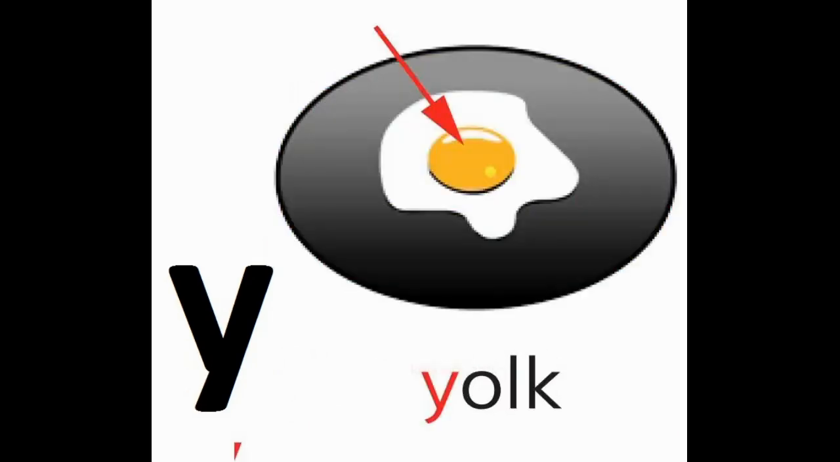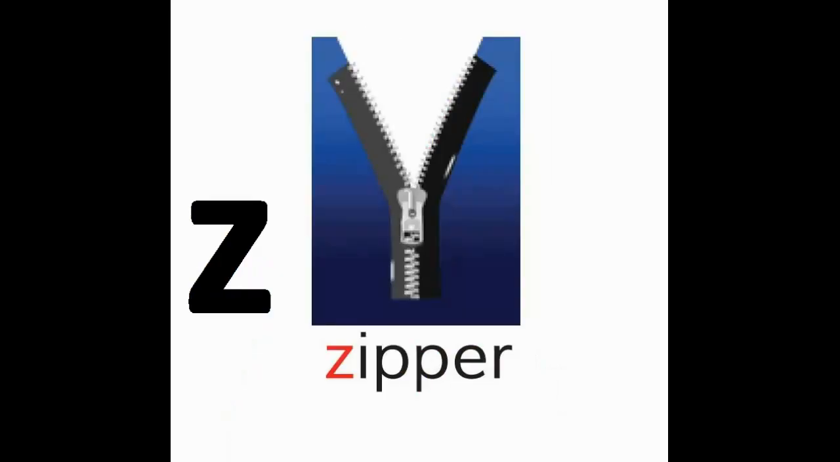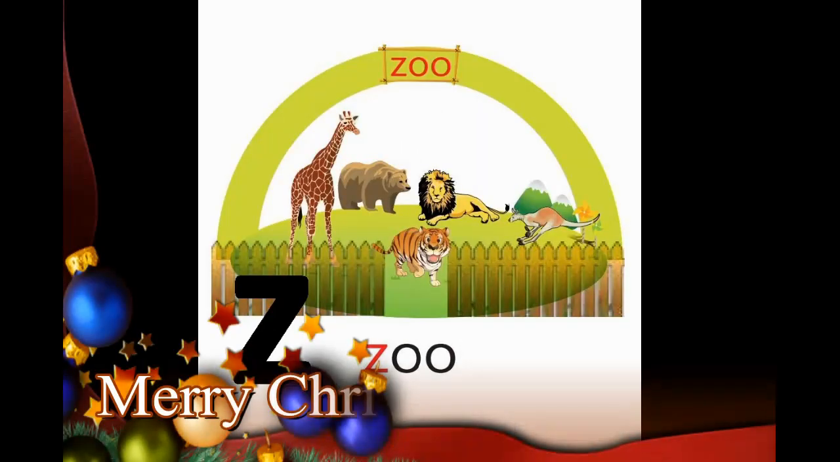Y for yolk, yolk meaning zardi. Z for zipper, zipper meaning zip. Z for zoo, zoo meaning चिड़ियाघर.